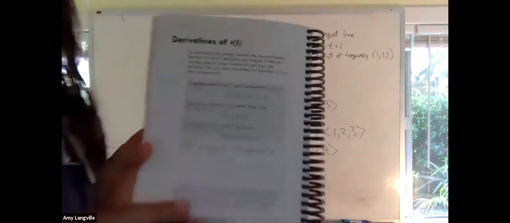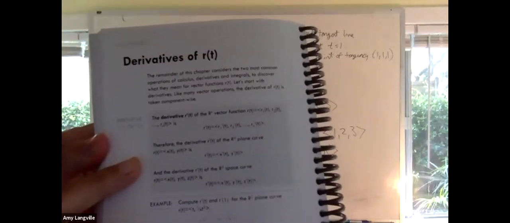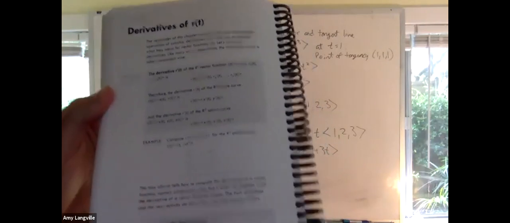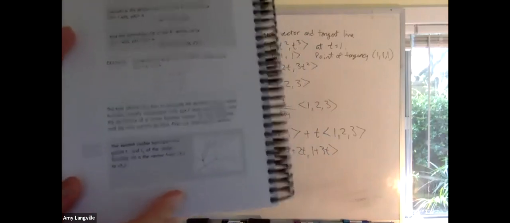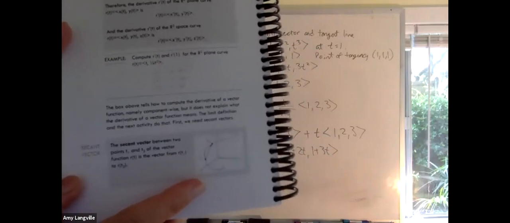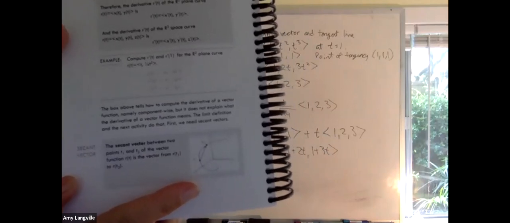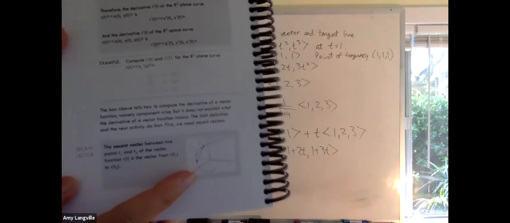Okay, so now we're on the derivatives of r of t page. And this was, again, just showing that what we just did, derivatives are actually computed component-wise, no problem. But where they actually come from is from secant vectors. So at the bottom of the page here, this is showing a secant vector. A secant vector, just like a secant line back in R2, connects 2 points, in this case on a space curve in R3. Connect those 2 points and you have a secant vector.